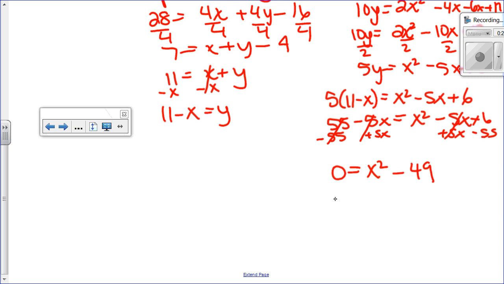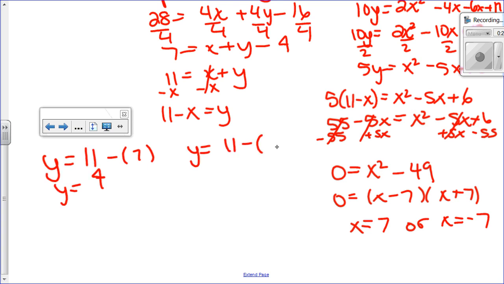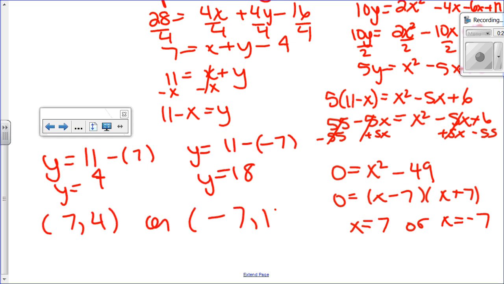So add 49 to both sides and use the square root principle, or factor the difference of squares, whichever you see it, and you can see that x equals 7 or x equals -7. Now, because I've already isolated y, I can easily solve for the y value by substituting in my x value. So putting it all together, my solution is (7, 4) or (-7, 18).